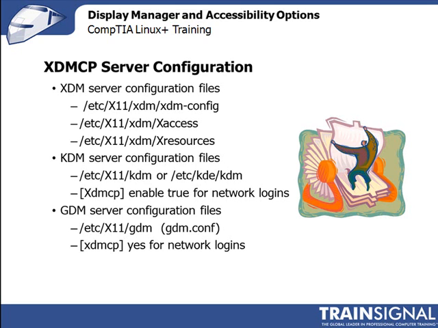And finally, we have GDM, which uses the gdm.conf file, usually in etc x11 GDM. Like KDM, GDM gives you other options at the login screen, like shutdown, restart, and some accessibility options. Again, these are the options that we saw along the bottom of the screen on both the Ubuntu and Fedora login screens. For GDM, the network login setting is xdmcp equals yes.